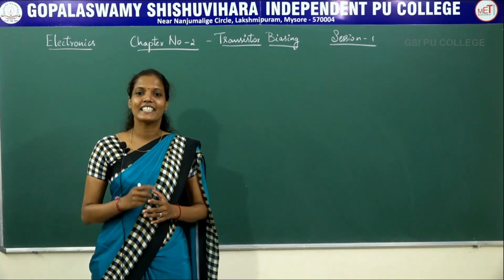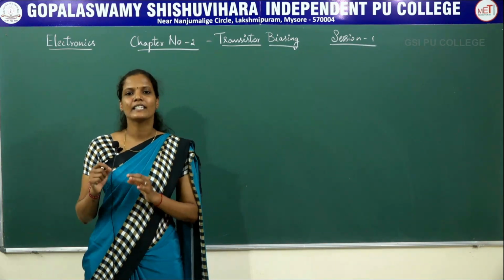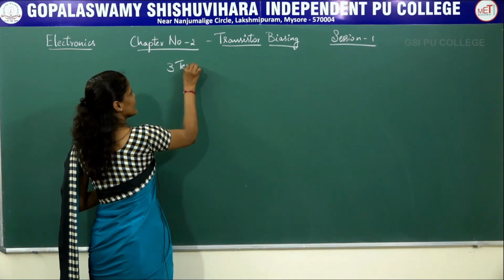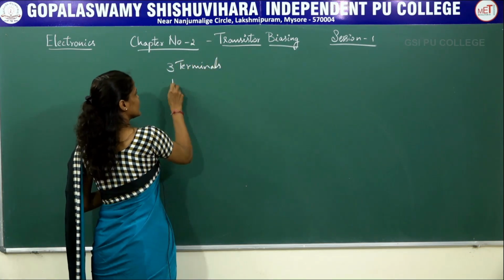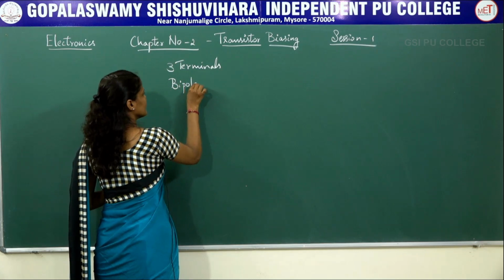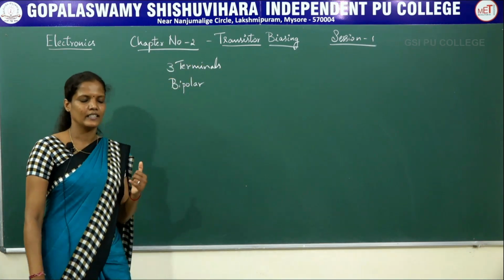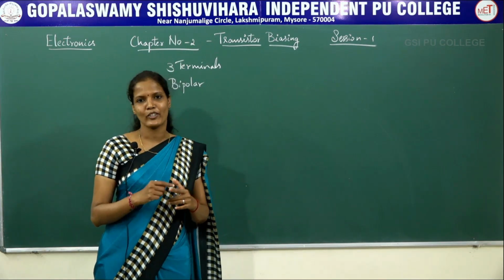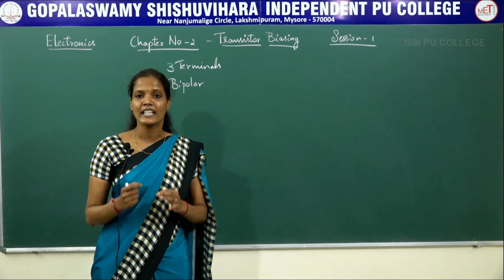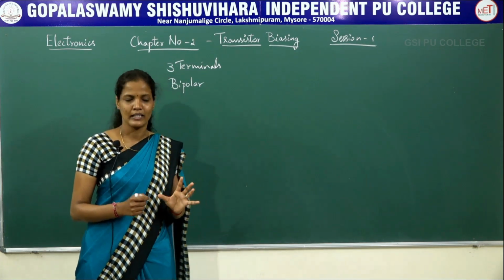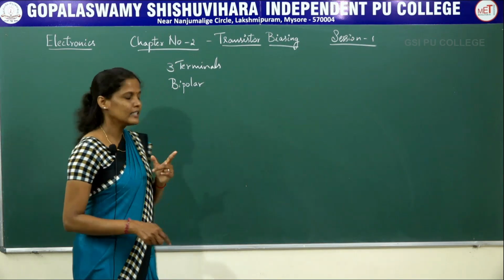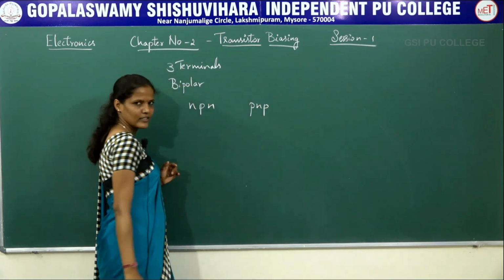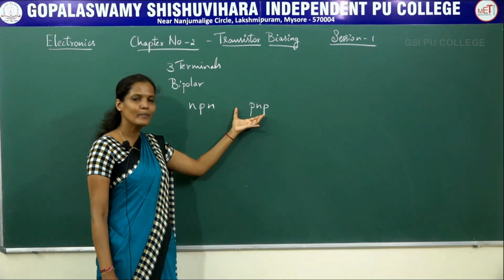A transistor is a 3-terminal bipolar current conducting device. It will have 3 terminals. It is a bipolar device and a current conducting semiconductor device. Why is it called bipolar? Because both the majority and minority charge carriers are responsible for current conduction, hence the name bipolar. And there are 2 types of transistor, that is NPN transistor and PNP transistor.